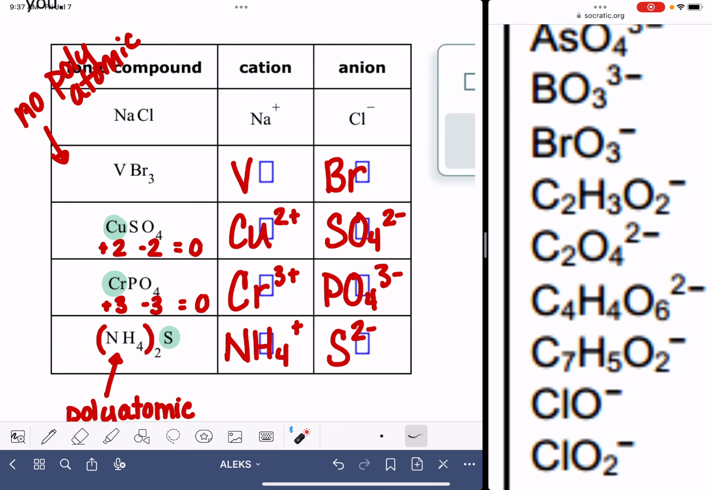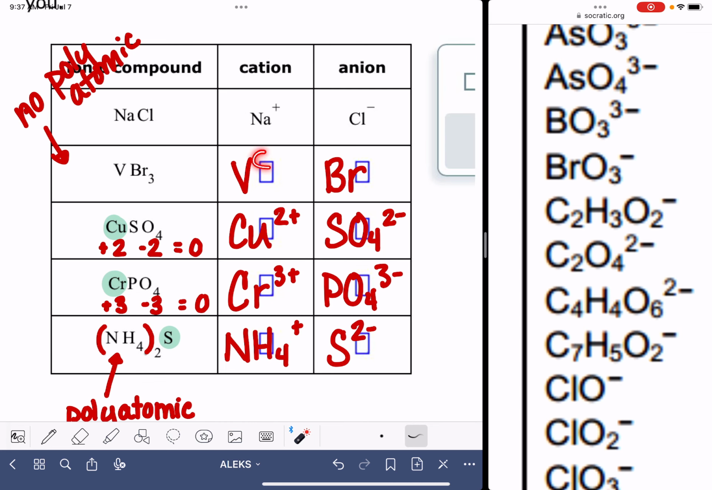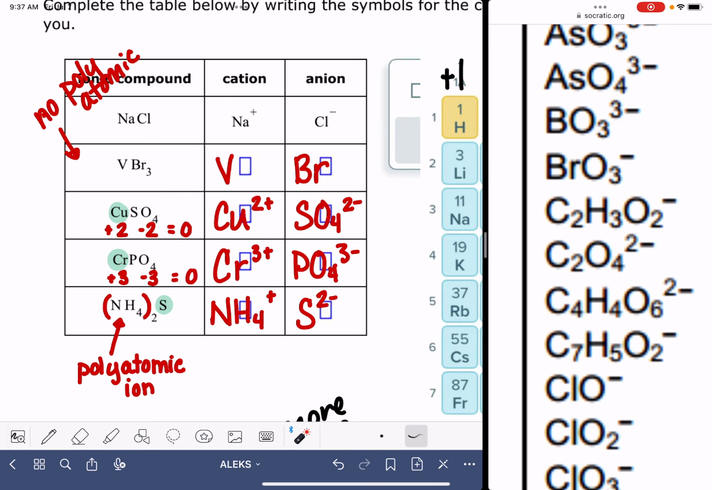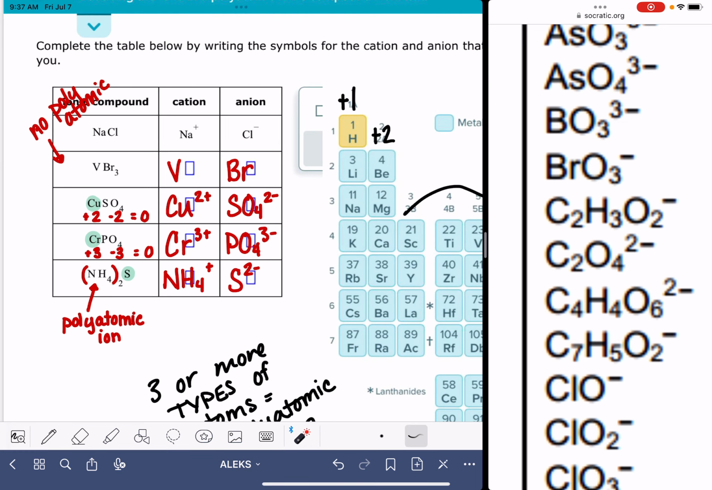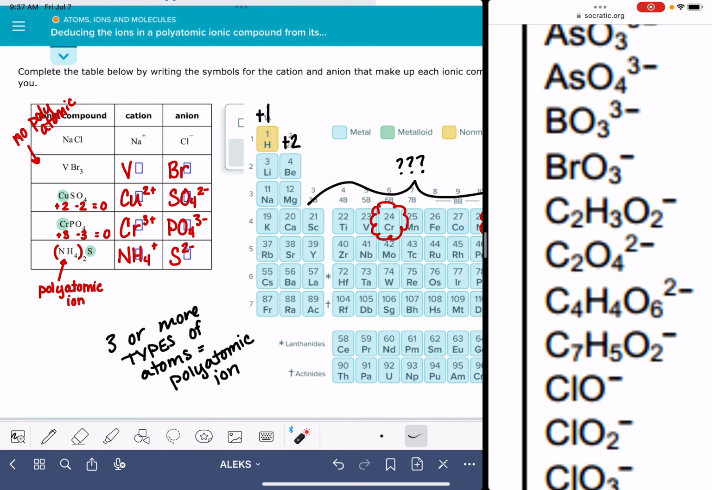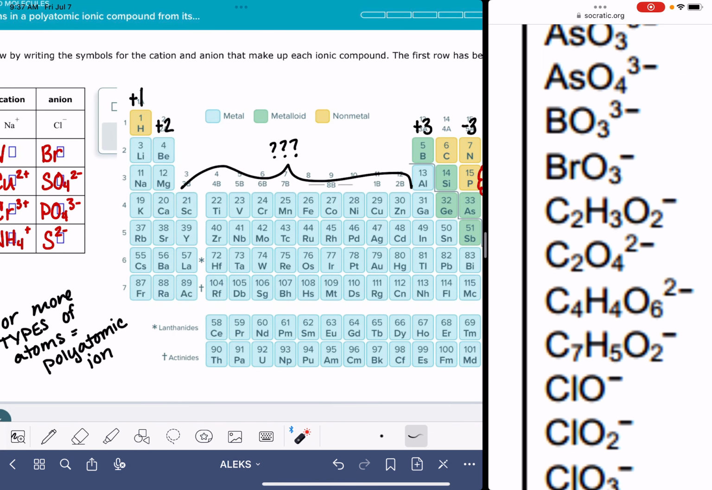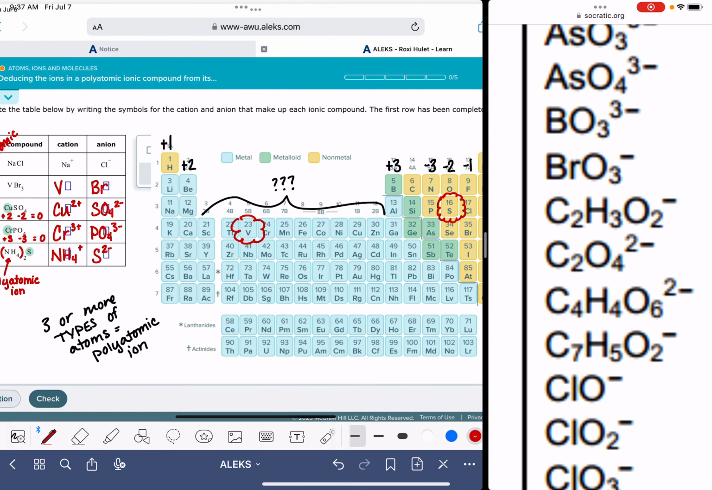All right, so we can't consult a table of polyatomic ions to help us figure out the charges in this case because we don't have a polyatomic ion. We need to look at the periodic table. We need to find these elements on the periodic table. We have vanadium, which is located right here in an area where we can't predict its charge. And we also have the bromide ion over here.